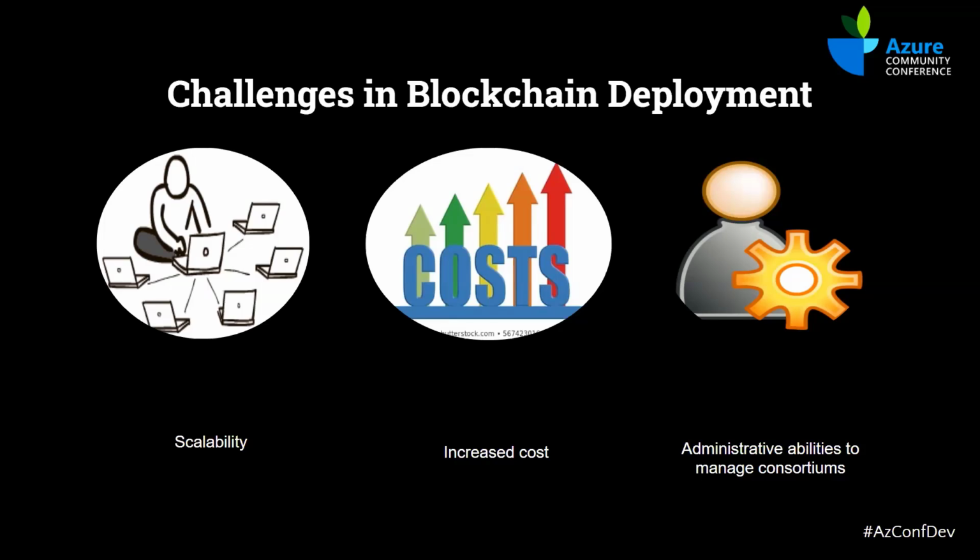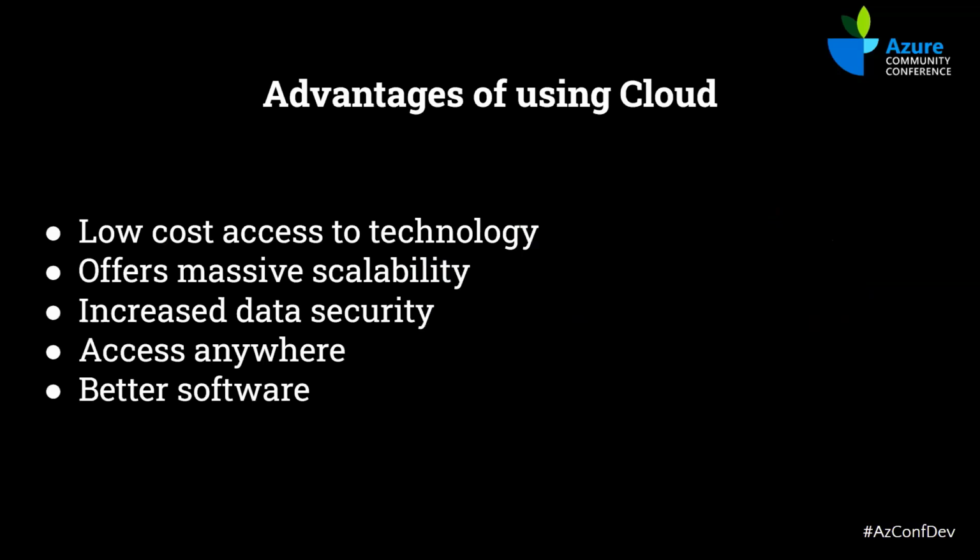If you have to do everything on your own, you have to invest a lot to ensure that you're able to maintain the network, launch the network properly, debug the errors, etc. And then in order to manage the consortiums themselves, you require special skills as well as administrative abilities to manage the whole ecosystem. And as I said, this is where cloud comes into the picture.